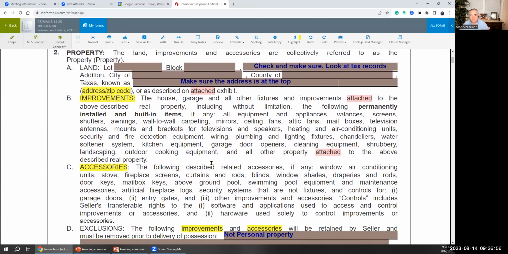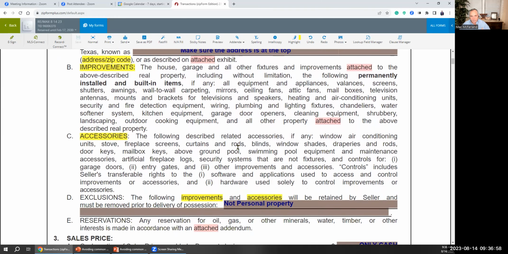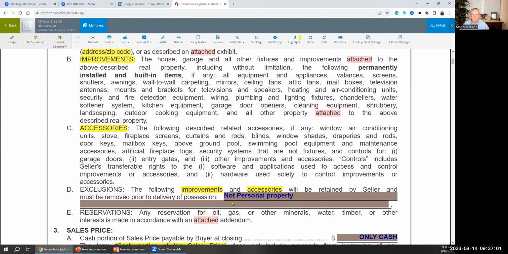One of the areas when we talk about avoiding common mistakes is right here on D. We talk about improvements and accessories here on B and C. And then D is exclusions. What are they going to exclude? That's improvements and accessories. That's why I used to hate that example instructors would give about the chandelier grandma gave you. I hated that. But if there's something that's attached and they plan on taking it for whatever reason, that example, even though I hated it, is a good one.